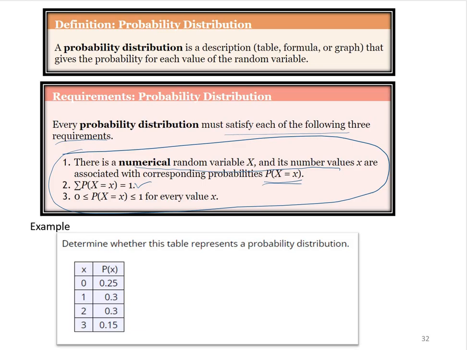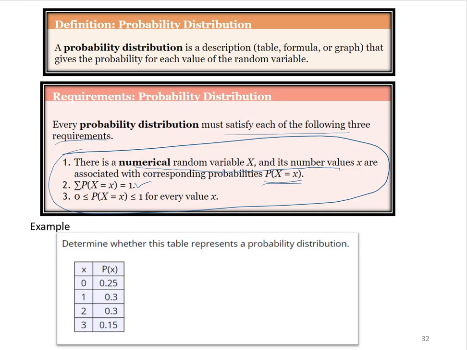Okay, but we mainly focus on the second property to check whether the distribution is a probability distribution or not. We just need to check whether the sum of the probabilities is equal to 1 or not. Okay, so let us have an example like this. See, example: determine whether this table represents a probability distribution.